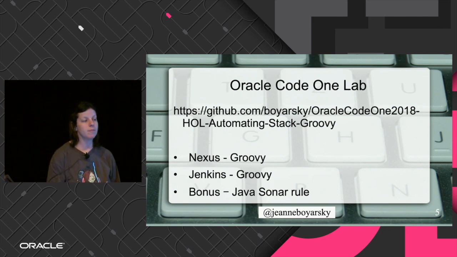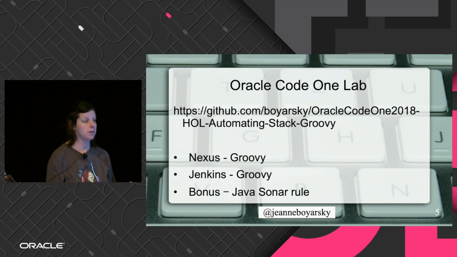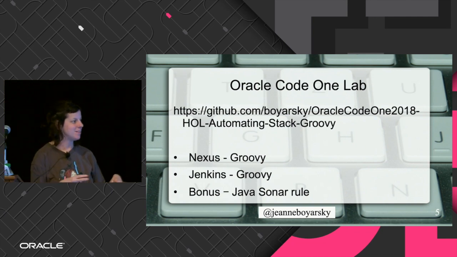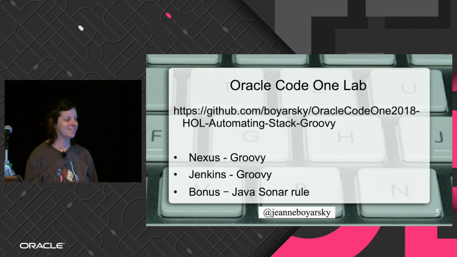In that lab, we cover using Nexus and Jenkins with Groovy, and then we have a bonus of using Java to write a sonar rule to check the quality of a sample application. It's a really cute app. There's teams, and there's the open ospreys and the secret sea lions, and they can't see each other's stuff. It's a lab with a plot.